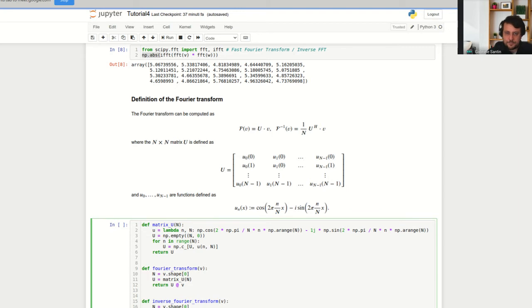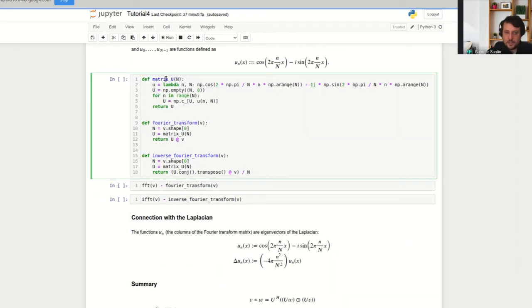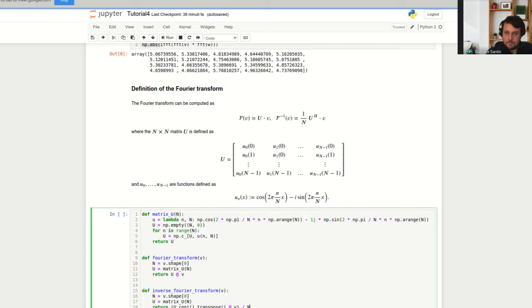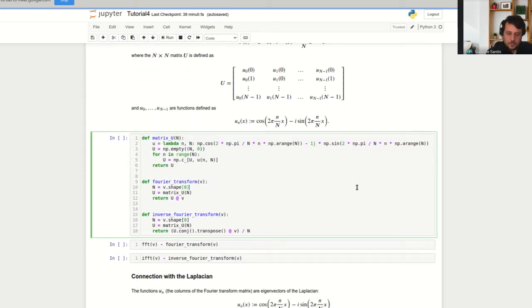And we can see that, so this is just the definition of the matrix U, and then the Fourier transform can just be defined by computing the matrix U and multiplying the vector, and the inverse transform is just the conjugate transpose of this matrix multiplied by V and then divided by n, because we had that normalization factor up there. Okay, and let's see if it works.